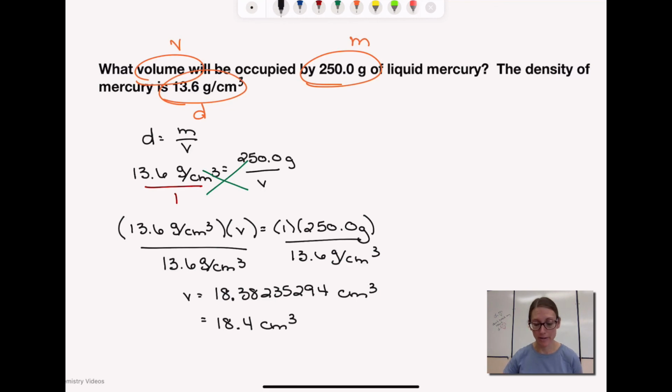Okay, so I did the math here. Solved for the volume, noted that I only needed 3 significant figures in my final answer, and rounded for a final answer of 18.4 cubic centimeters.